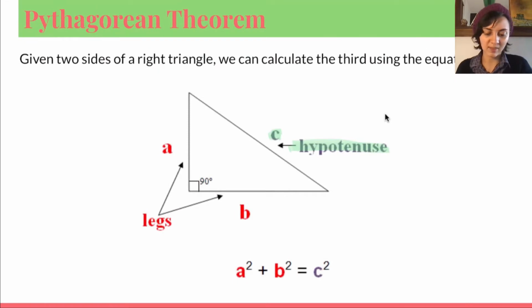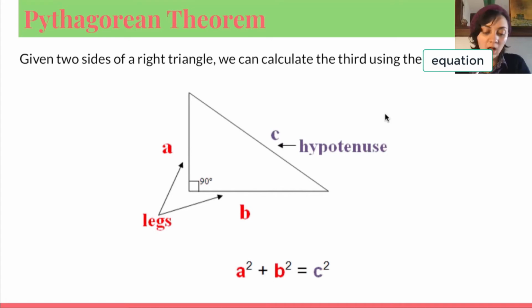Okay, so Pythagorean theorem now. You've probably heard of this thing. So all that it says is, given two sides of a right triangle, so I have to use a right triangle to know that this equation will work. If I don't have a right triangle, this equation will not work. So if I'm given two sides of a right triangle, we can calculate the third side using this equation. A squared plus B squared equals C squared.